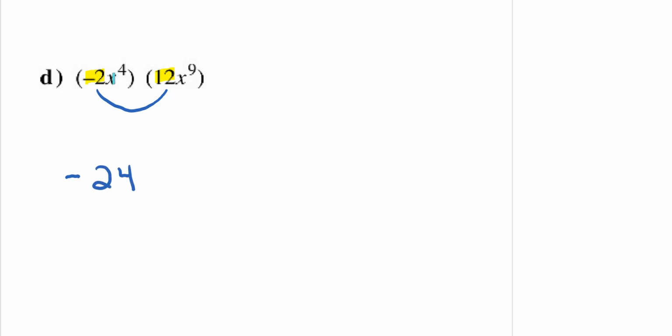And then we want to multiply the variables with the variables, right? So when we're multiplying variables and the bases are the same, we just add the powers, right? So we're adding 4 plus 9. All right, so the final answer here is -24x to the power of 13. Okay, so that's it for question number 1d.